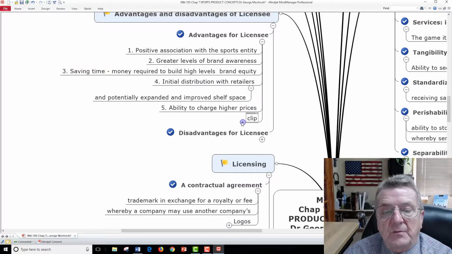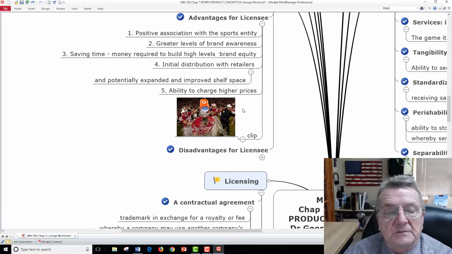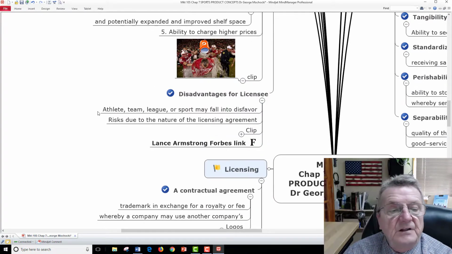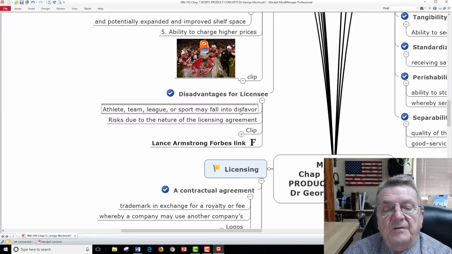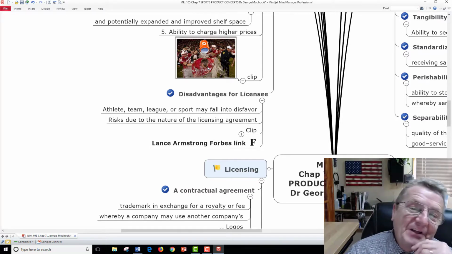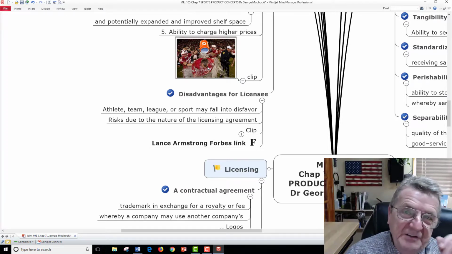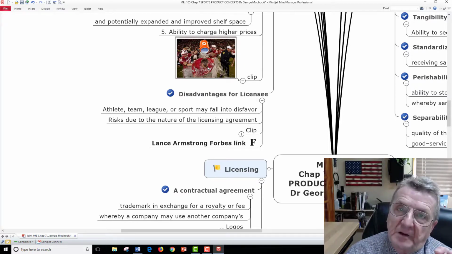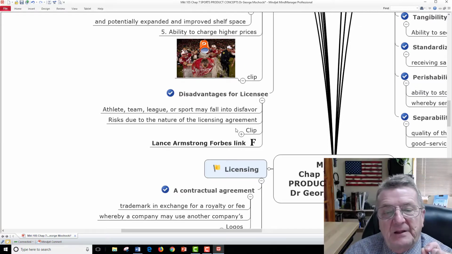Okay, the ability to charge higher prices. Okay, we've got the NFL again. Disadvantage of a licensee: the athlete, team, league, or sport may fall into disfavor. Look, I don't write this stuff. I'm a marketer. And now your job is how do I bring the NFL back up next season? What are you going to tell them? How are you going to bring it back? How are you going to bring that core customer back? Remember, they don't forget easily because they're loyal customers that you upset. They will forgive you over time, but how long would that time be?